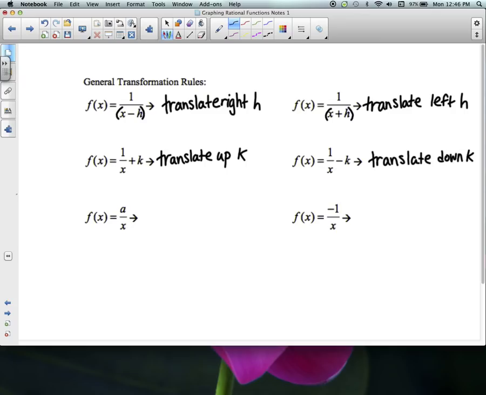And then we also have vertical stretch and reflection. So if you have a number on top, it's going to be a vertical stretch by a factor of A. And then the negative on the top is going to be reflect over x-axis. And we're actually only going to do reflect over x-axis for this, so you don't have to worry about y-axis.